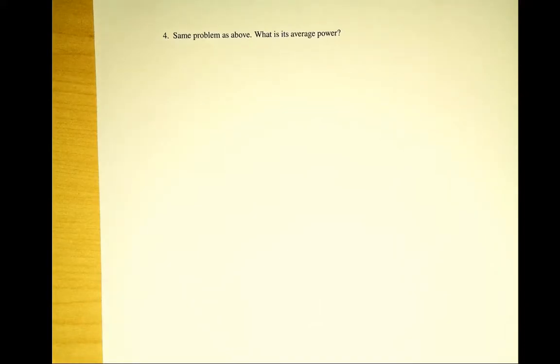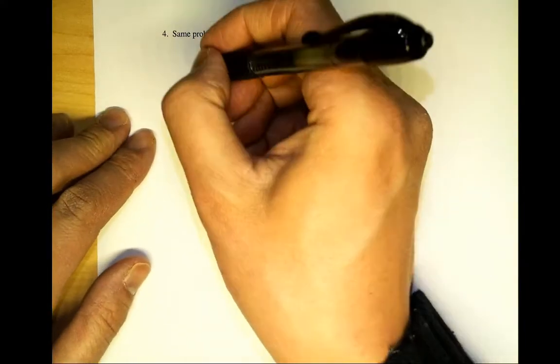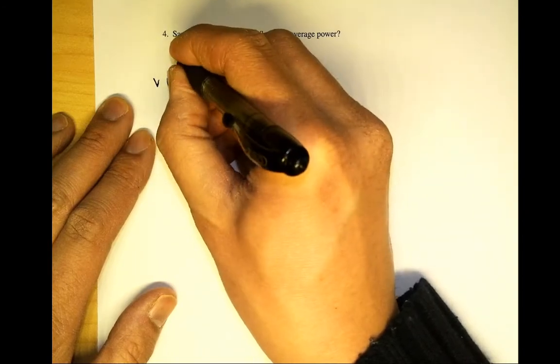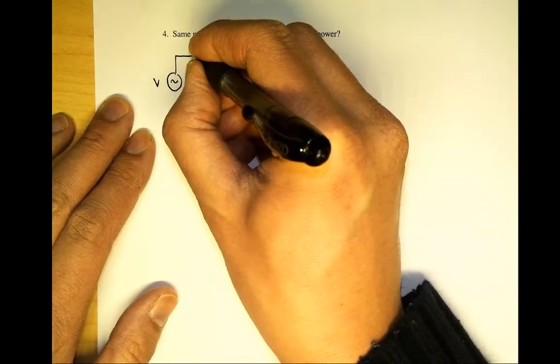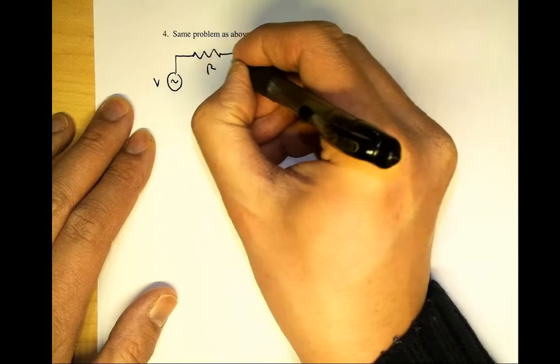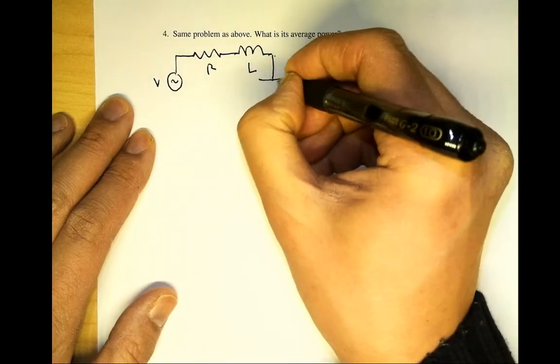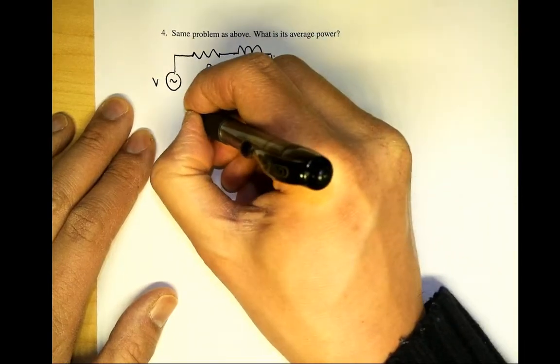Okay, so this is the same problem as before, but now we need the average power. So now what we do is look back at what we have done. First of all, let's draw a picture. This will be V. This will go into a resistor first, then an inductor L, and then a capacitor C, and then we'll plug it back in.